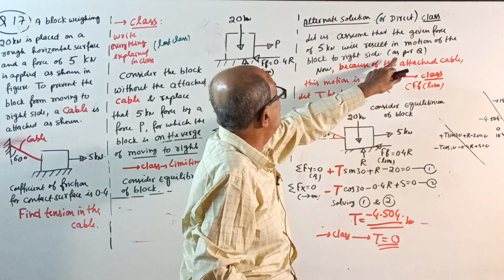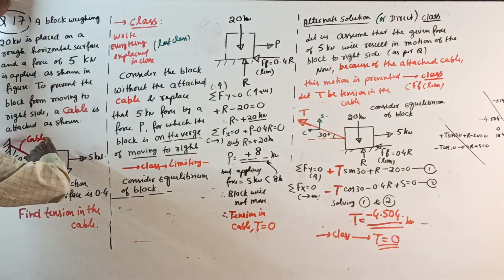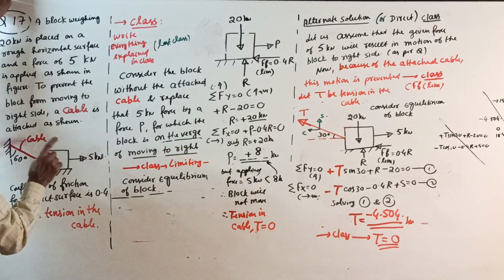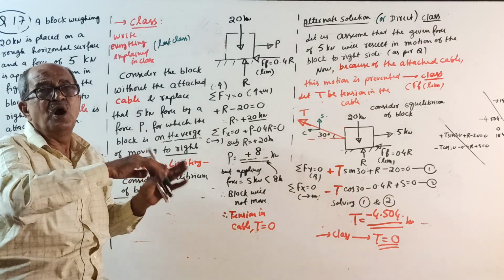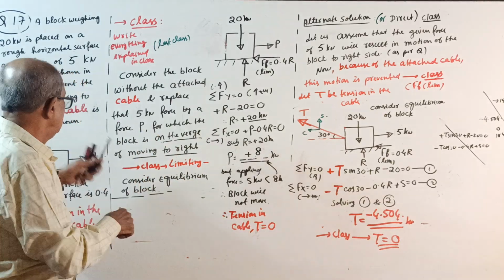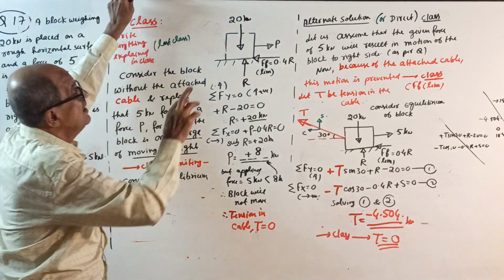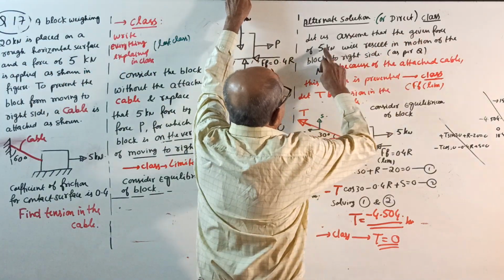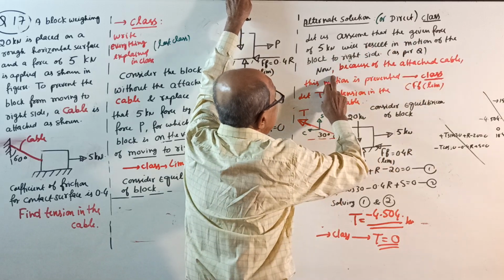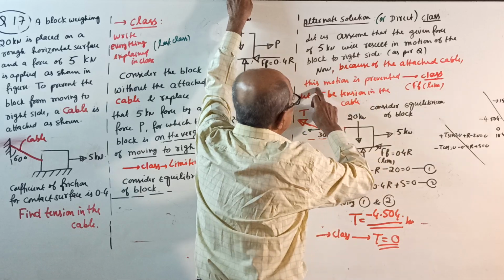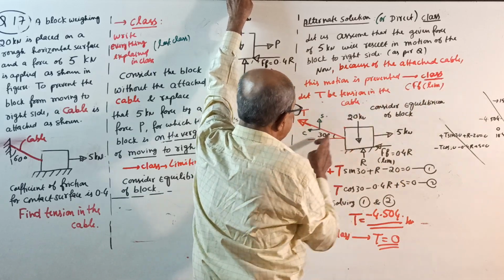In the question they said a force of 5 kilonewton is applied to move the block. So the person who set the question thought that the 5 kilonewton force will move the block to the right side, so to prevent it he is attaching a cable. The cable will be in tension. Now let us assume the given force of 5 kilonewton will result in motion of the block to the right side as per the question. Because of the attached cable, this motion is prevented, so limiting friction will come. Let T be the tension in the cable.